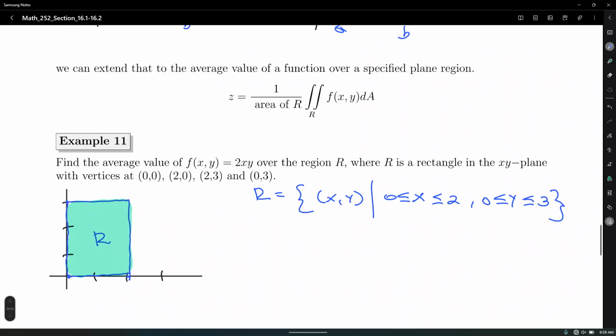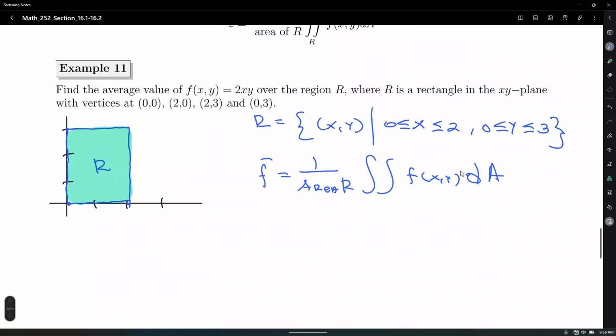Alright, so we want to find the average value, f bar. Let me call this f bar, or z bar if you will, it doesn't matter. This will be given by 1 over the area of R times the double integral of the function f(x, y) dA. So this is in general how we would find the average value.